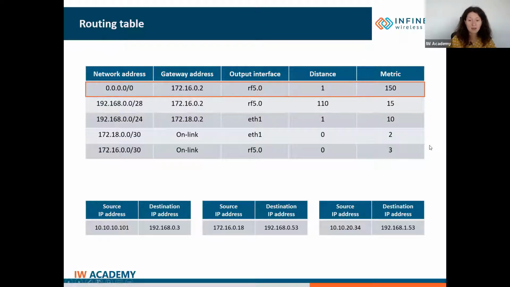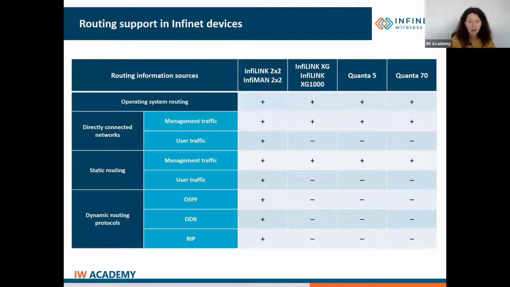Last, we have an example with the destination IP address 192.168.1.53, which doesn't match with any of the specific networks in our routing table. So in this case, the unit will select the default route for routing the packet and send it through the RF 5.0 interface. Now let's review the routing capabilities of the Infinite Wireless units.